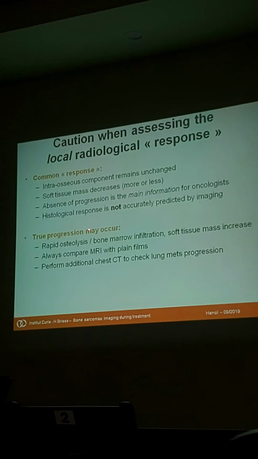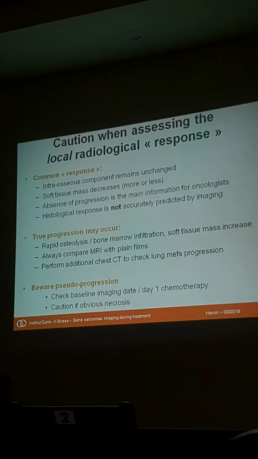We may have true progression during treatment. It can be a rapid osteolysis, an increase of the bone marrow infiltration, new skin lesion, increase of the soft tissue mass. We always have to compare the MRI and PET film to be sure of that. And sometimes, when there is a true progression, we have to perform an additional chest CT to look at possible distant progression. But beware pseudo progressions.